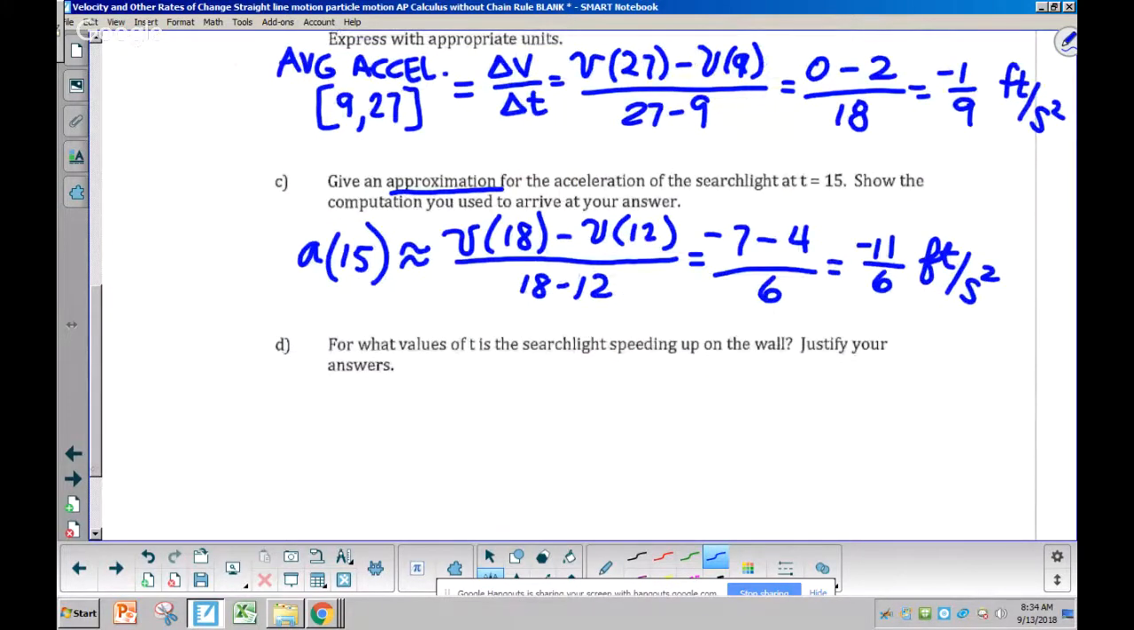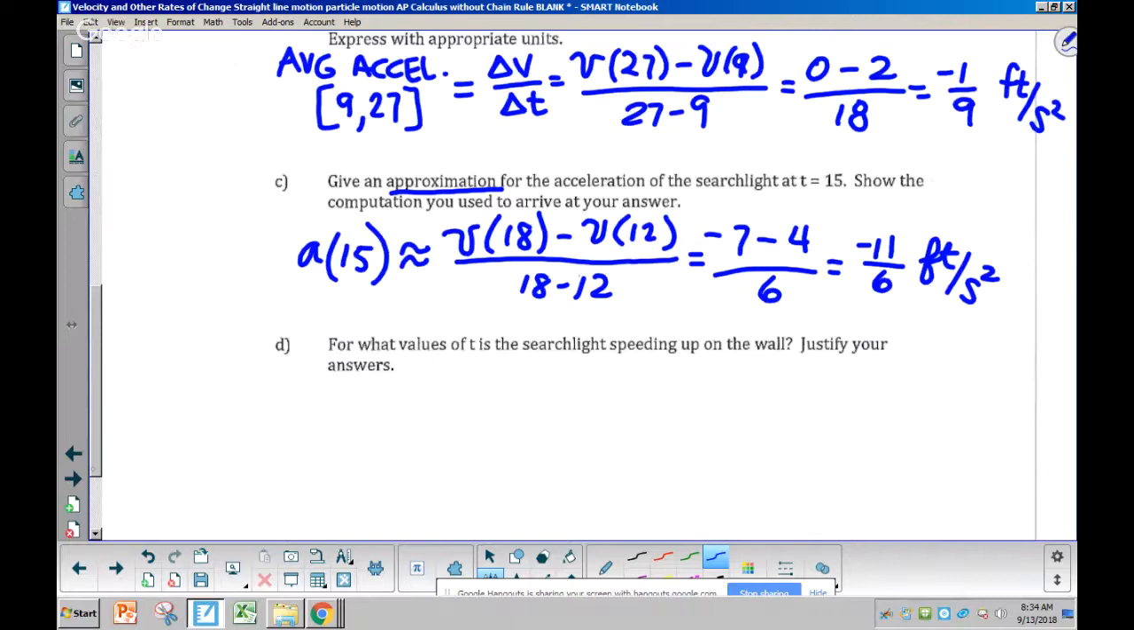For what values of t is the searchlight speeding up on the wall? Oh, speeding up means the velocity and the acceleration are working together. That's going to occur when the velocity is positive and the acceleration is positive, or the velocity is negative and the acceleration is negative.